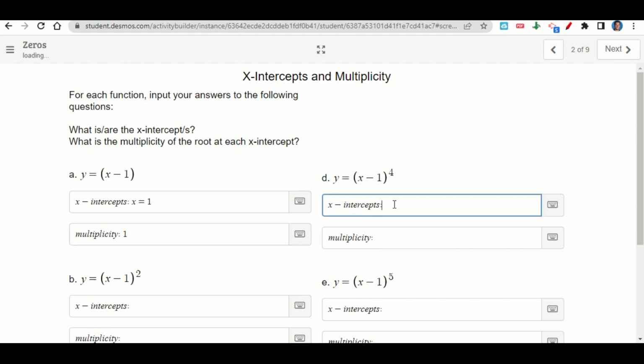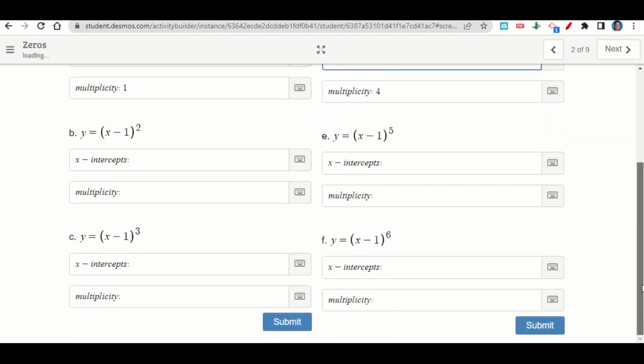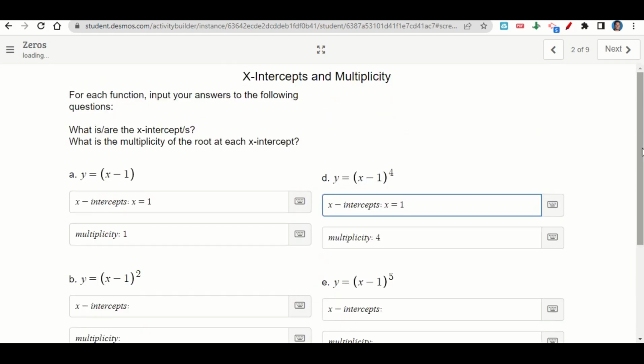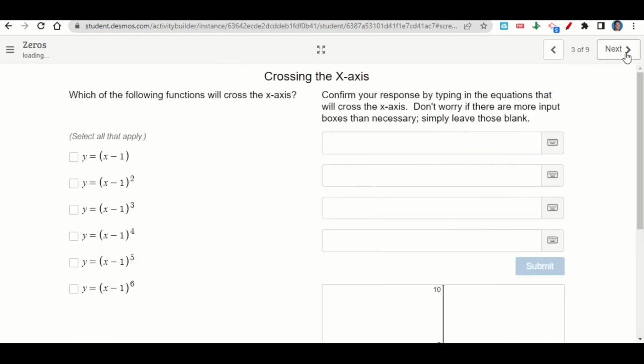Now let's look at this one. We have x minus 1 to the 4th power. Well, we can see that the multiplicity is going to be 4 because there's an exponent of 4 here. And then, same thing, if we take 1 and subtract 1, so 1 minus 1 is equal to 0, which is what we would need y to be. So we could say the x-intercept is at x equals 1. And we would do that for each of these. Now, the x-intercept should not change for any of these, but the multiplicity should. And then we'll go ahead and click Next.